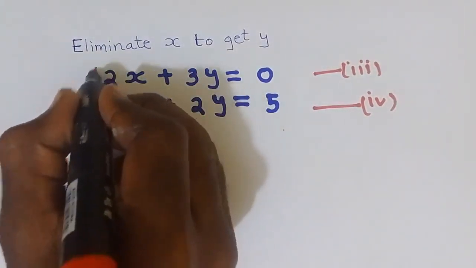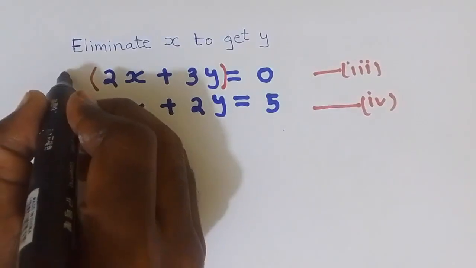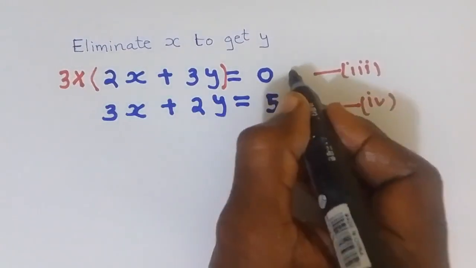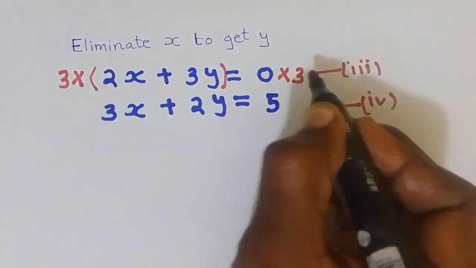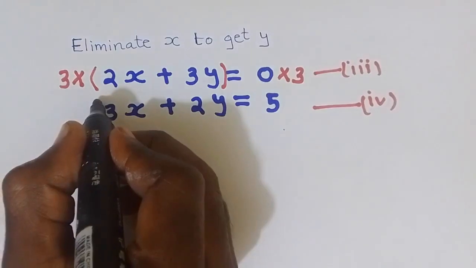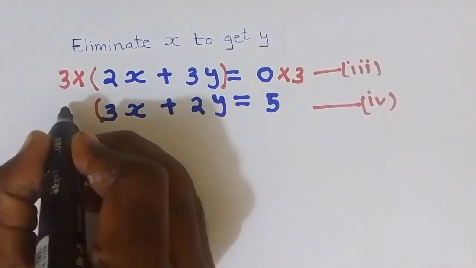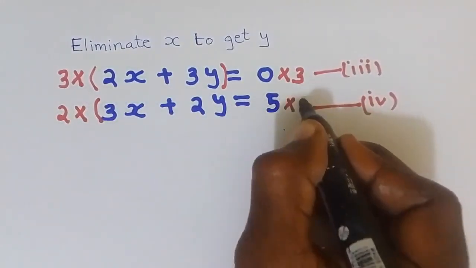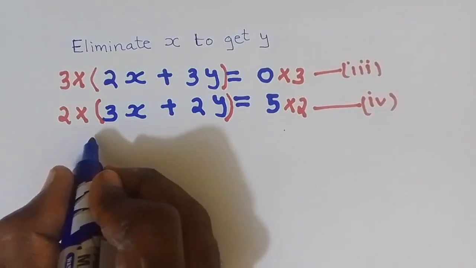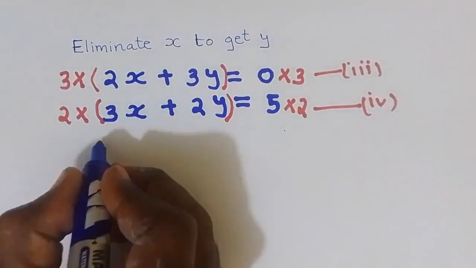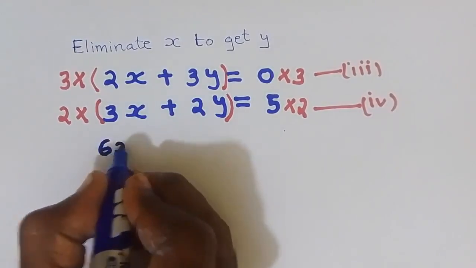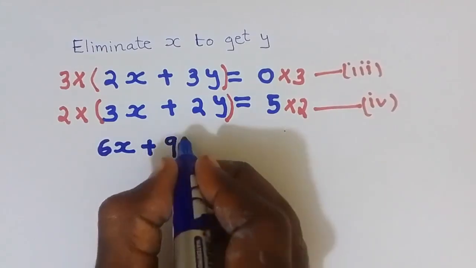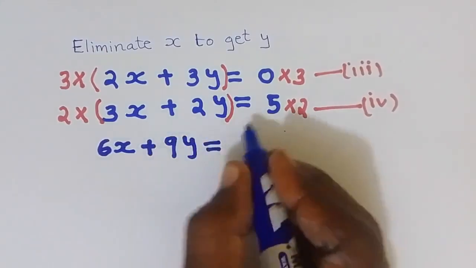So equation number 3, multiply by 3. And here we're going to multiply by 3. Equation number 4, multiply by 2. And here we're going to multiply by 2. This is going to be 3 multiplied by 2x, it's going to be 6x, plus 3 multiplied by 3y is going to be 9y. This is equal to 0.